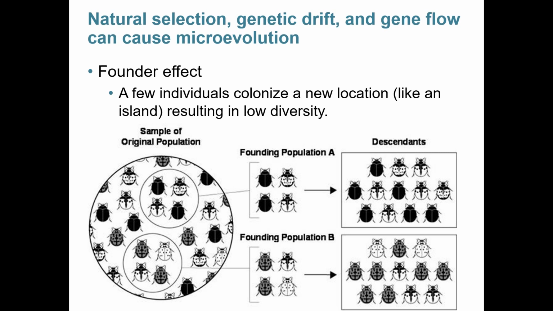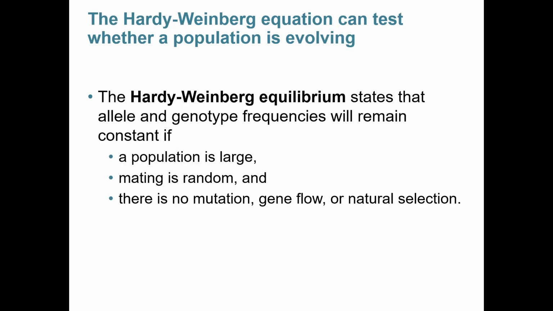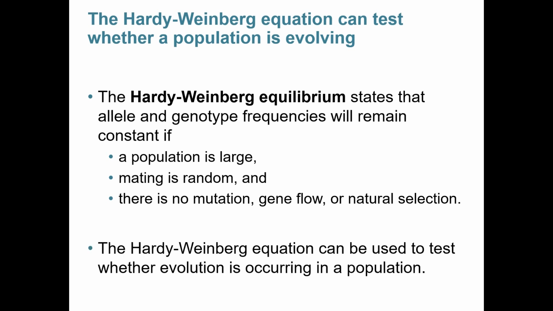Alright, so now that we've talked about ways that evolution can happen, how can we tell whether or not it's occurring? One thing that we can do is use a model called the Hardy-Weinberg equilibrium. It states that allele and genotype frequencies will remain the same or constant if a population is large, mating is random, and there is no mutation, gene flow, or natural selection. I.e., if evolution isn't happening, then the gene pool shouldn't change.